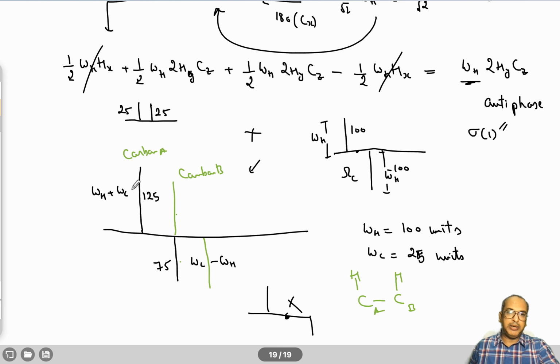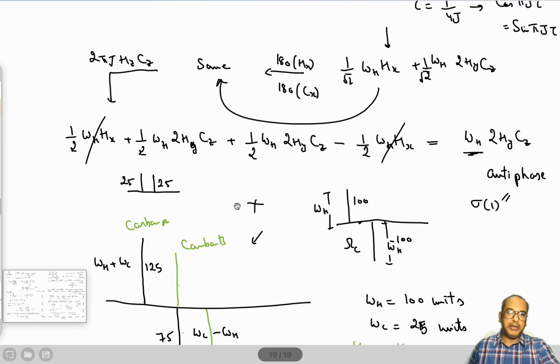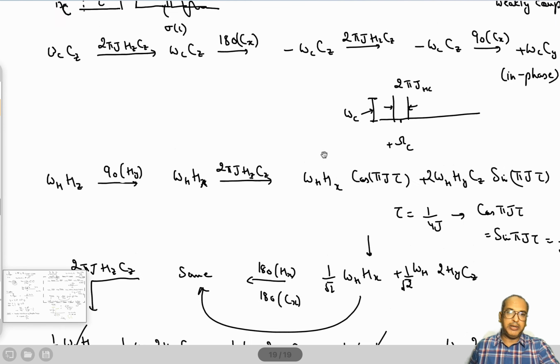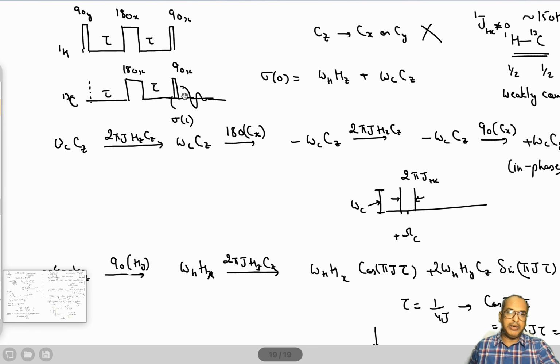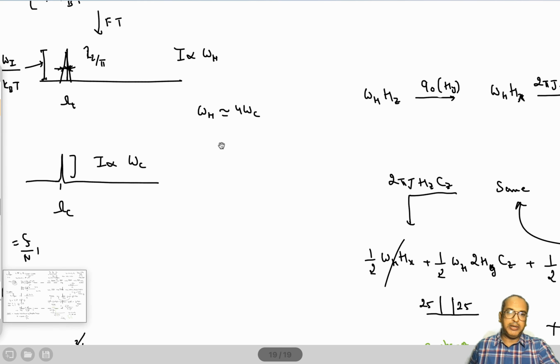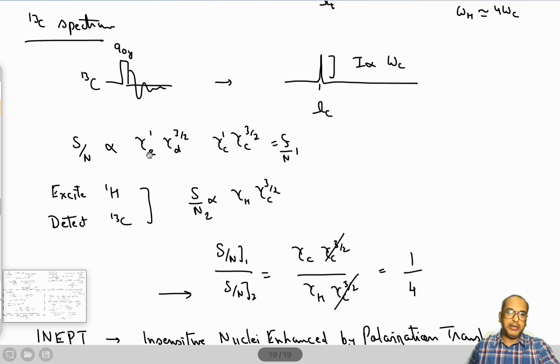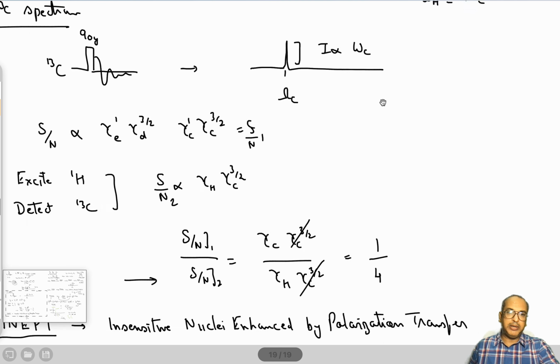However, the big advantage here is that you get increased intensity in the line, right? So your signal to noise ratio is increased. There is no change in concentration of the sample, no other special technique. All you have done is that you have made use of this small formula over here, that if you excite high gamma nuclei, then your signal to noise will be higher, right?